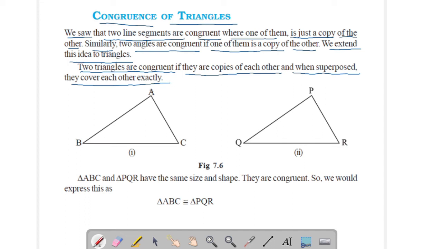Say triangle ABC and triangle PQR. Here triangle ABC and PQR have the same size and shape. They are congruent. So we would express this as triangle ABC is congruent to triangle PQR. It means if we superimpose or put one triangle on the other, they will cover each other exactly.